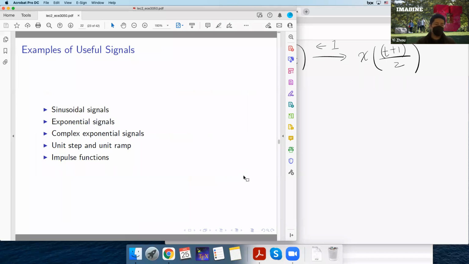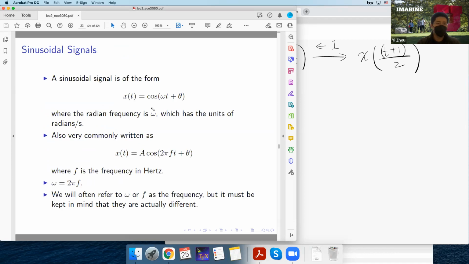So today we will go over a bunch of very useful signals that we will see in the entire course. We have sinusoidal signals and their complex exponential versions. And then the last two are very, very useful. We have unit step functions and the impulse functions, especially the last one, the impulse function. Okay, so let's go over them one by one.